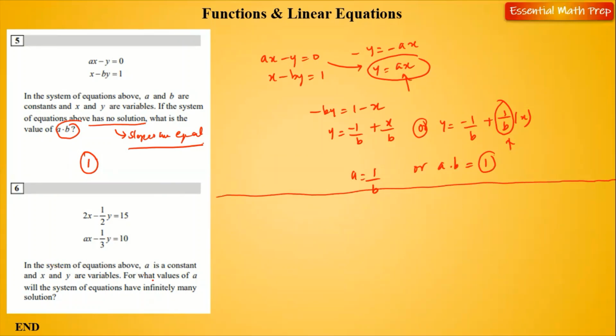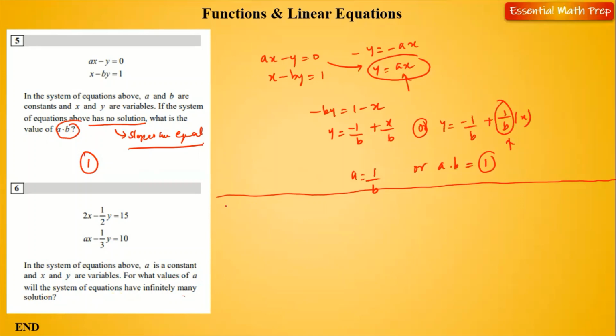Again, for what value of a will the system have infinitely many solutions? Again, you want to make sure that the two equations are equal. That is, there should be just y on each side. Then you equate y, because we said the two equations are equal, right? Then we can determine the value of a, right?